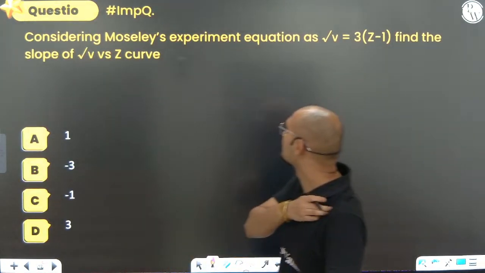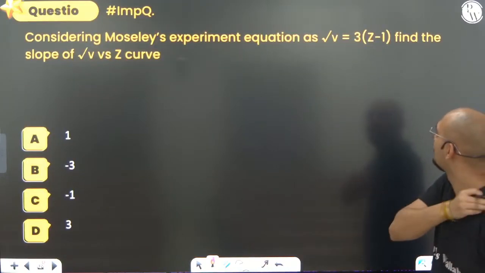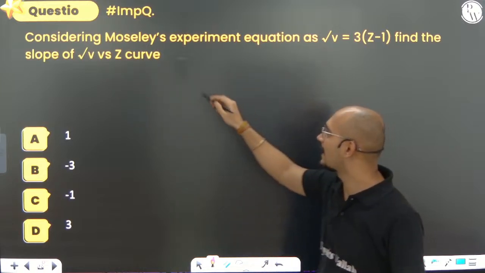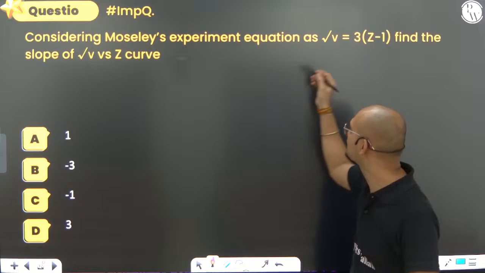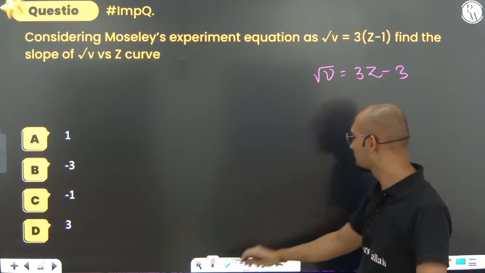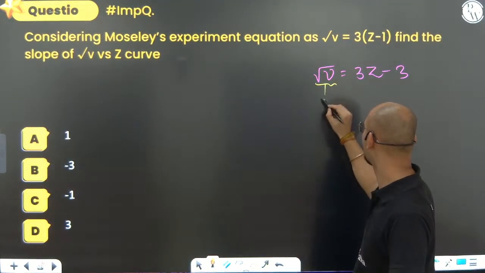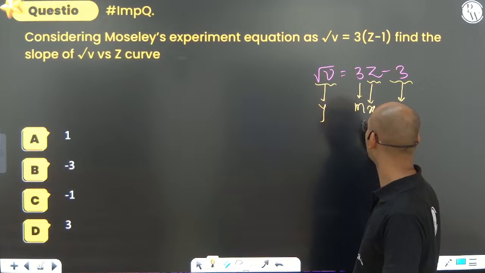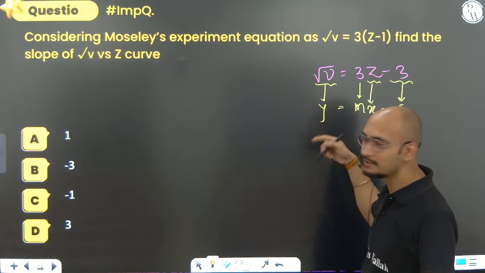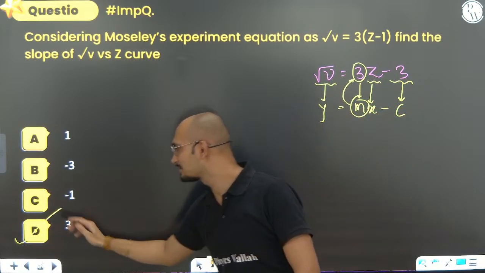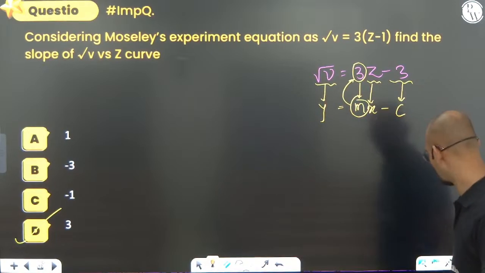Next, consider Moseley's experiment equation root nu equals 3 minus z. Find the slope of root nu versus z. Can we just make it as y equals mx plus c? Try to make this. Can we not say that root nu equals 3z minus 3? So y is root nu, z is x, 3 is m, and 3 is c. Is it not looking like y equals mx minus c? So the slope m is nothing but 3. So what is the answer? Correct option is option D. Any problem? No. Very good.